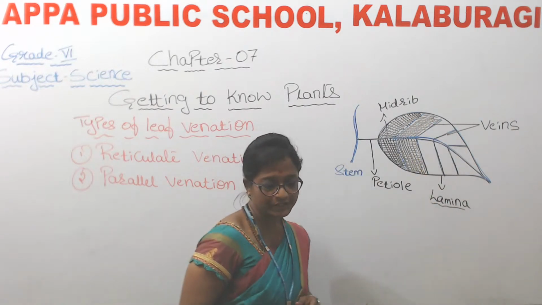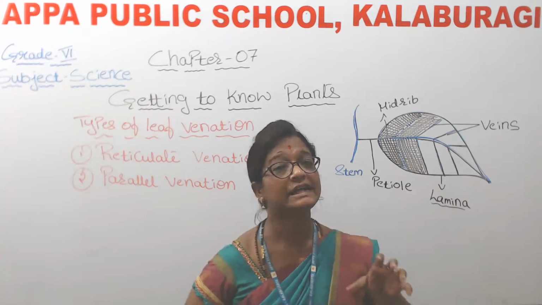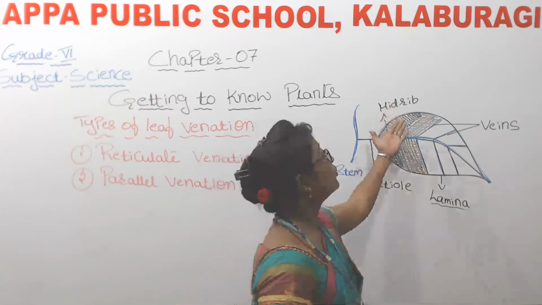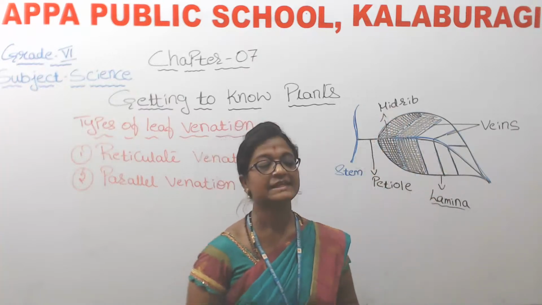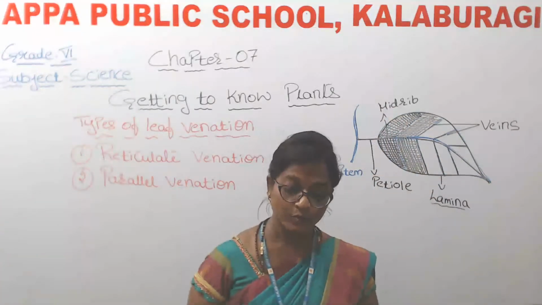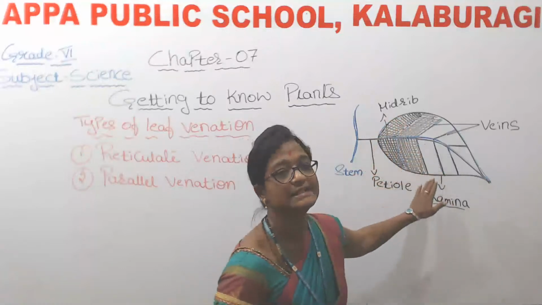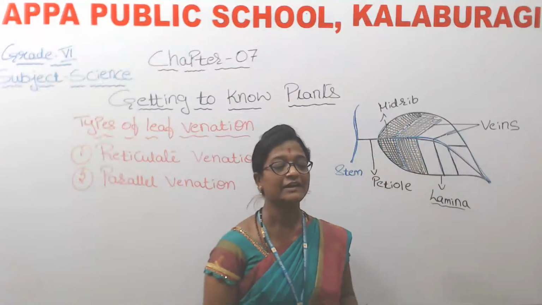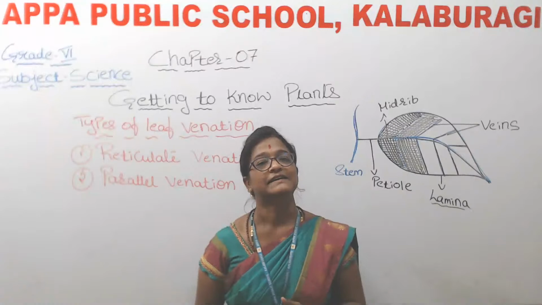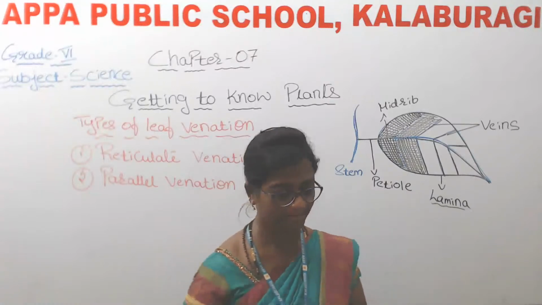Yes, children. So here, if the design is made like a net-like structure on both sides of the midrib, so that side also and this side also, if it forms like that, then that venation is known as reticulate venation. Okay, so let me write here.